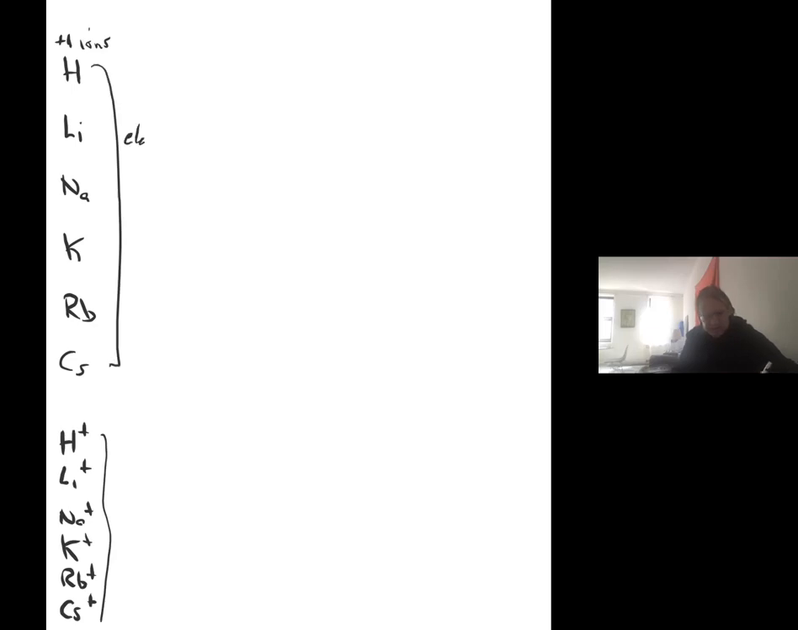So how would we write them as ions? We would say, oh, H+, Li+, Na+, K+, Rb+, Cs+. So all of those are just the forms of these ions, okay? These are the symbols for the elements. These are the symbols for the ions. And that first column in the periodic table, they tend to form +1 ions.